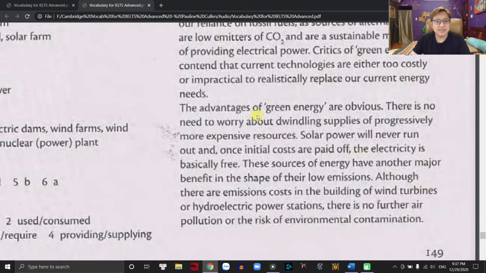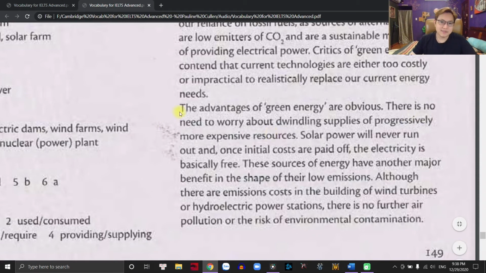Now, first body paragraph. The advantages of green energy are obvious. Cái ích lợi của năng lượng xanh nó rất là rõ ràng. So, when the writer writes like this, it is clear that this paragraph is meant to be for advantages of green energy. There's no need to worry about dwindling supplies of progressively more expensive resources. Chẳng có nhu cầu để mà lo về cái nguồn cung ngày càng giảm của những cái nguồn tài nguyên đang ngày càng mắc tiền hơn.